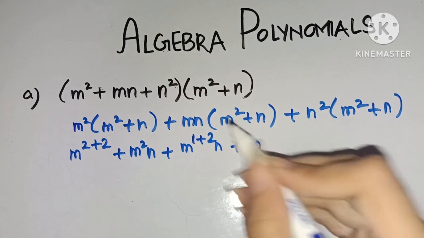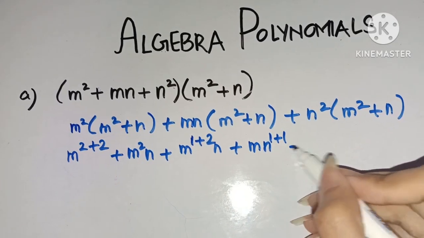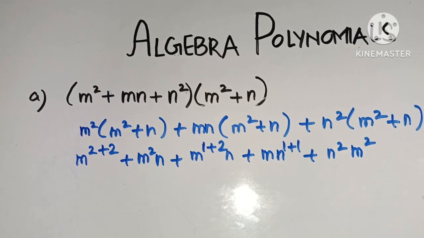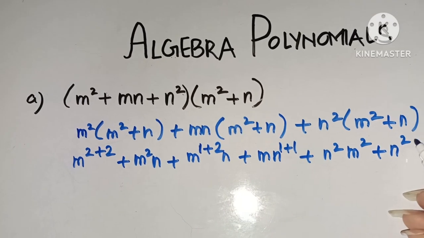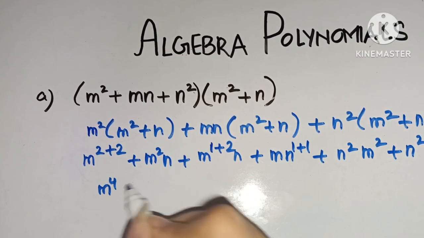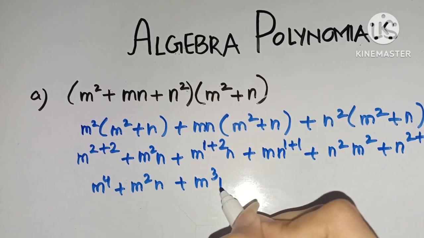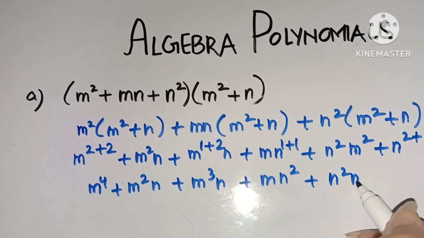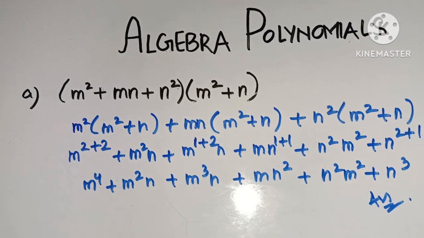So what we can do, n has a power of 1 and here also power of 1, so 1 plus 1. N square will be multiplied with the m square, here also different variables, so we can just write as it is. N square with the n, so n power 2 will be added with the n power 1, so 2 plus 1. M power 4 plus m square n plus m cube n plus m n square plus n square m square plus n cube. So this is our final answer of this question.